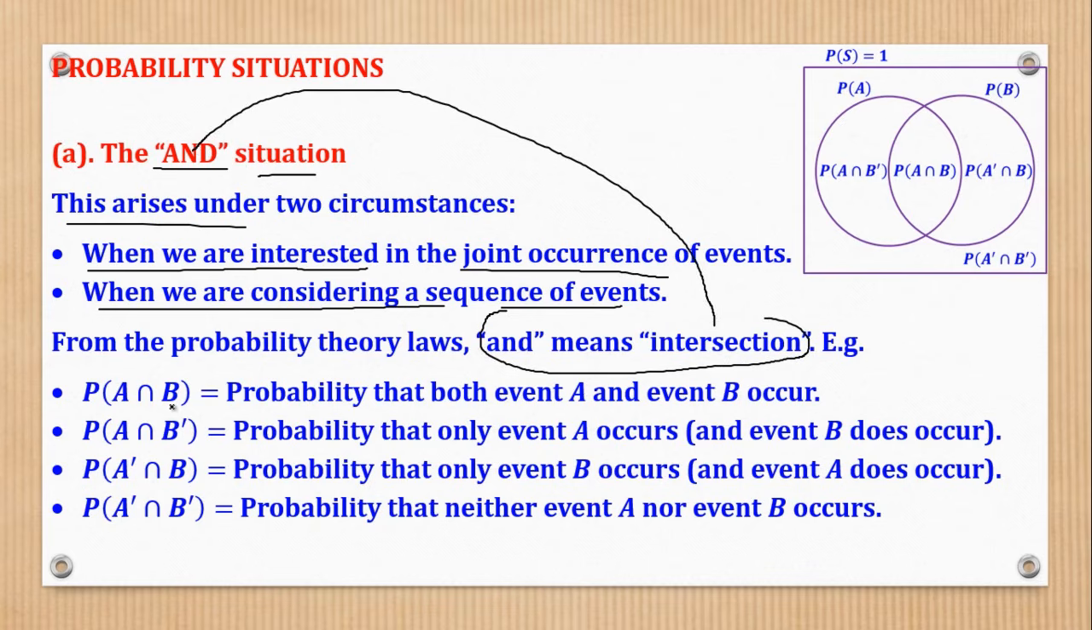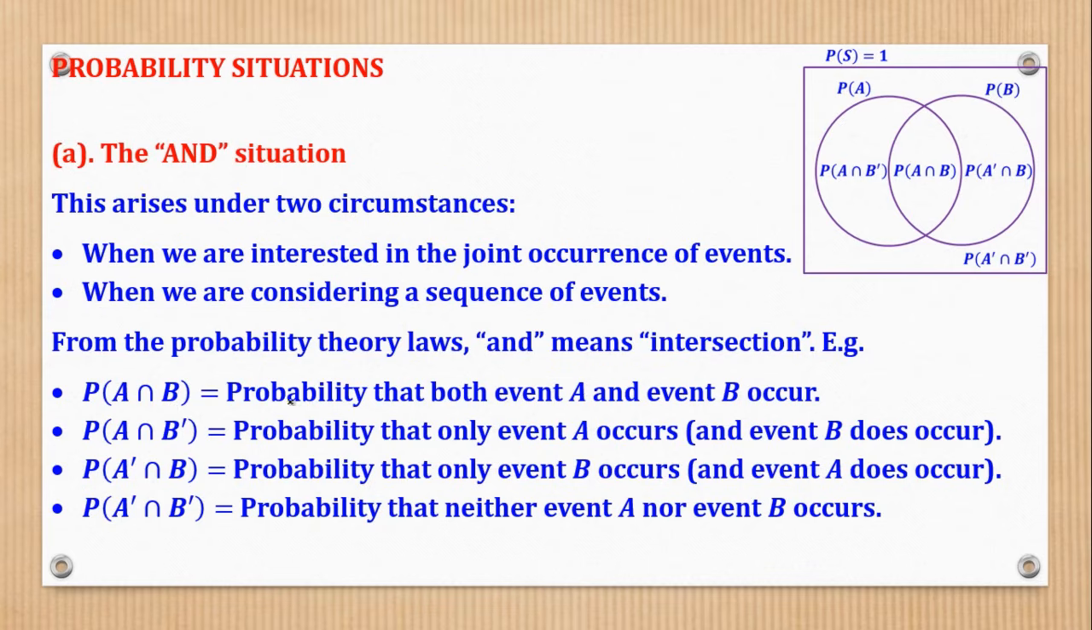What does that mean? It implies that if they say probability that both events A and B occur, you should write it as probability of A intersection B. And the probability that only event A occurs, you should write it as probability of A intersection B complement. And the probability that only event B occurs, you should write it as A complement intersection B.